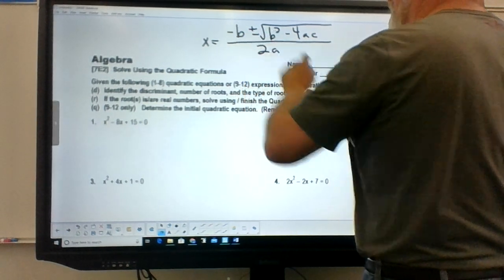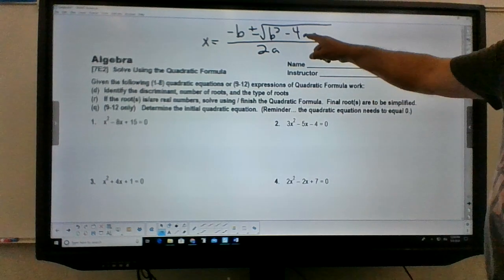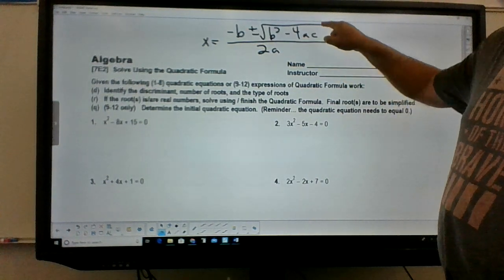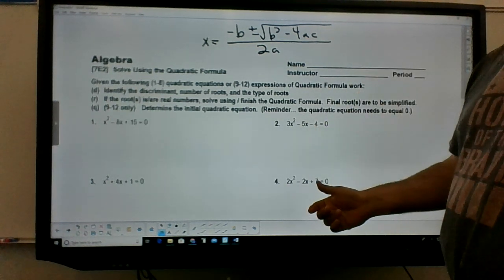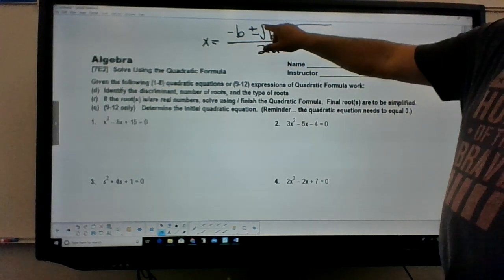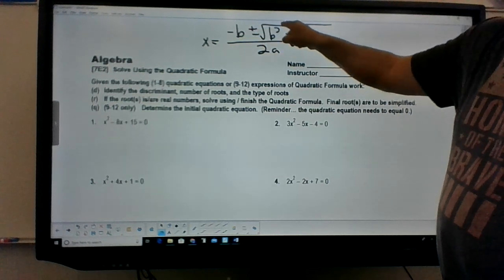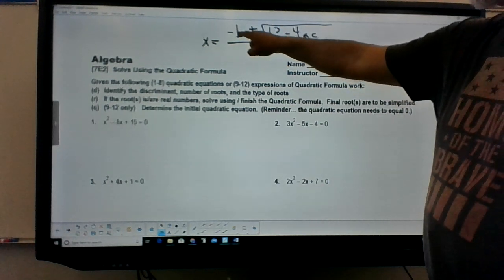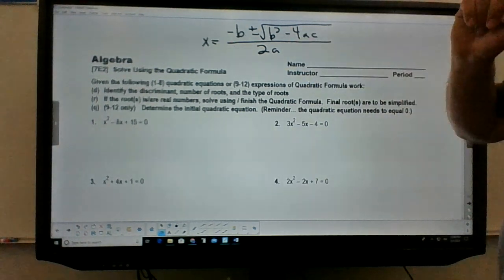Now again, very long formula, but really all we need to know are A, B, and C. And we're just going to plug in those numbers and solve it. Now there's a plus or minus here. Eventually we're going to get to the end here and we're going to do this piece plus this divided by the bottom, this piece minus this divided by the bottom. So that'll give us our two roots.